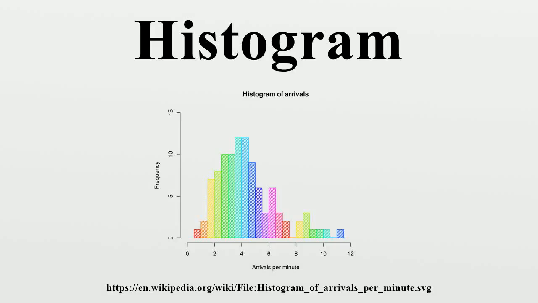A histogram is a graphical representation of the distribution of numerical data. It is an estimate of the probability distribution of a continuous variable and was first introduced by Karl Pearson. To construct a histogram, the first step is to bin the range of values, that is, divide the entire range of values into a series of intervals, and then count how many values fall into each interval.